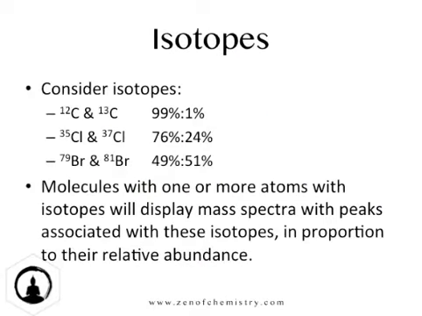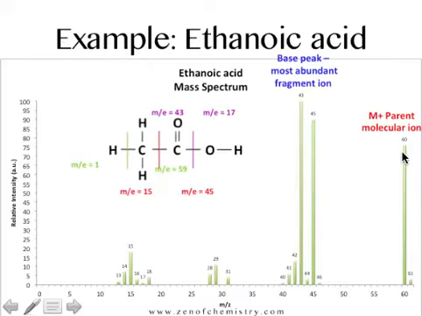The one thing I want to cover just before I finish this video is isotopes. If you consider carbon isotopes, we've got 99 to 1%. I'll just go back. People might say, well, the molar mass of this is 60, so why is there a peak at 61? The peak at 61 is actually due to one of these carbons not being a carbon 12, but being a carbon 13. That explains why that little peak is there.